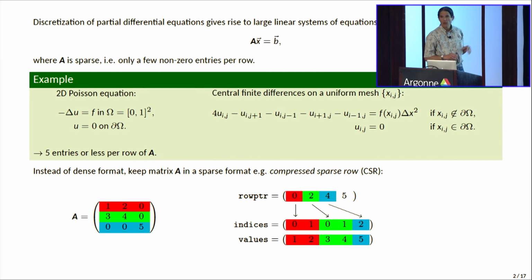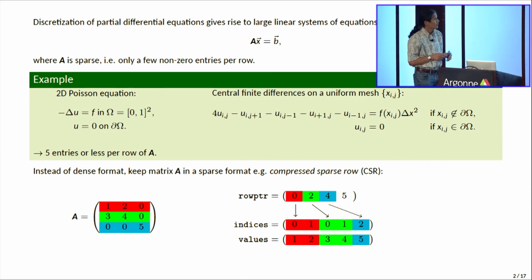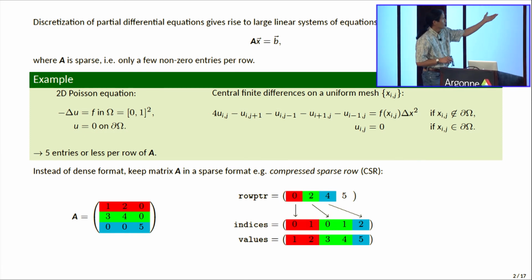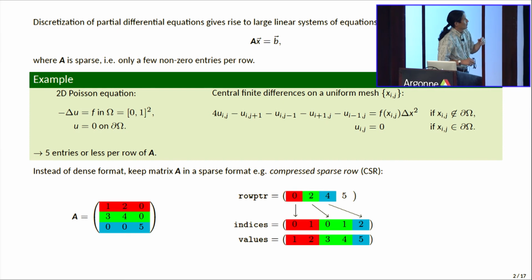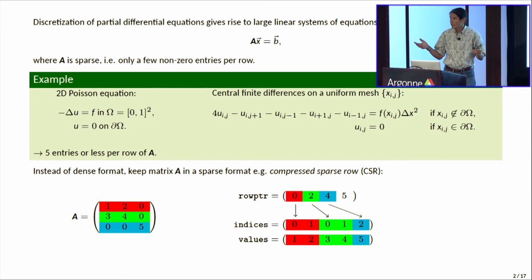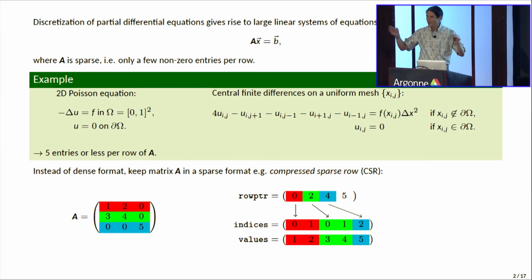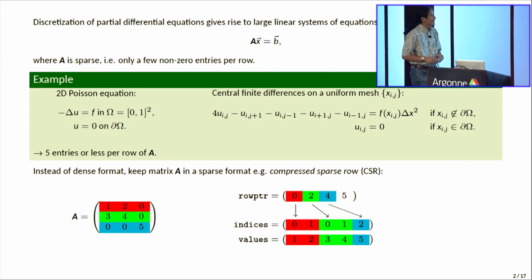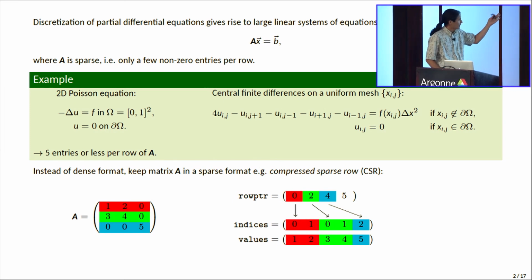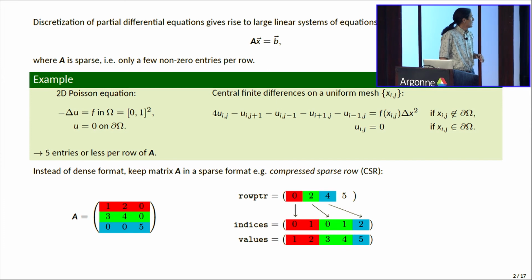But the canonical problem that we're going to be looking at is Poisson, like a 2D Poisson problem here that we've seen previously, formed from doing central finite differences on a uniform mesh. And so in this case, we get 5 entries per row.